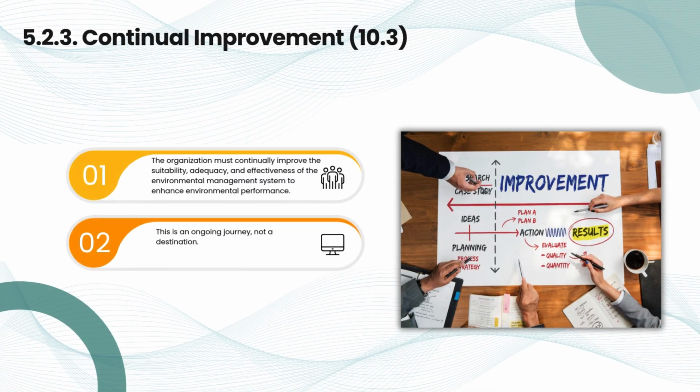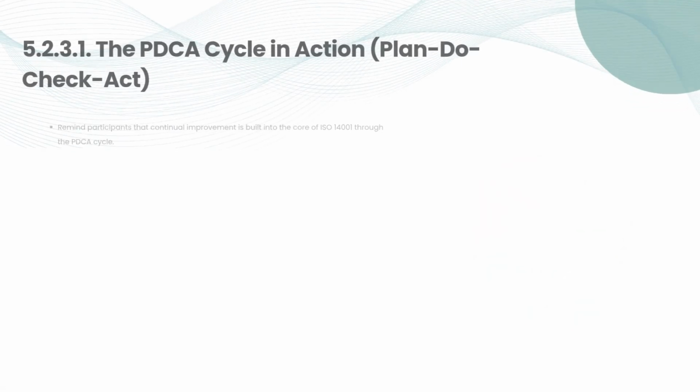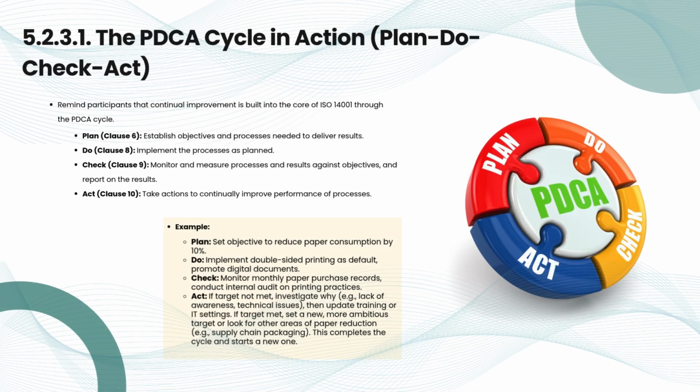Finally, Clause 10.3, Continual Improvement. This is the overarching principle of ISO 14001. It's about an ongoing commitment to make your EMS and your environmental performance better and better. It's a journey, not a destination. This concept is fundamentally built into the very structure of ISO 14001 through the PDCA cycle. Plan, Do, Check, Act.